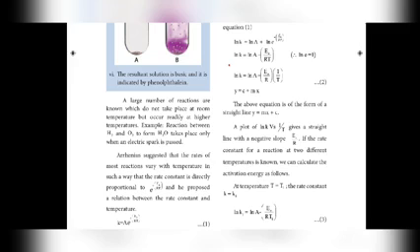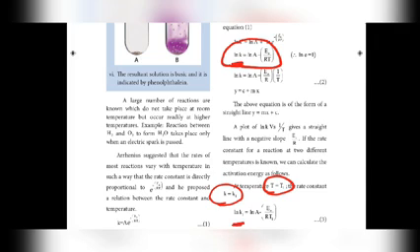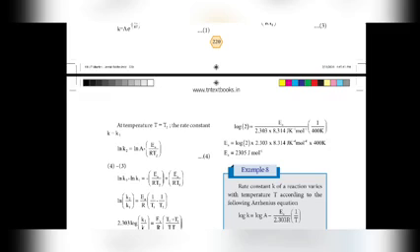At temperature T is equal to T1, k is equal to k1. We are going to take this equation and apply T is equal to T1 and k is equal to k1. In this equation ln k is there, so instead of k you substitute k1, and instead of T we substitute T1. So ln k1 is equal to ln A minus Ea by R T1.